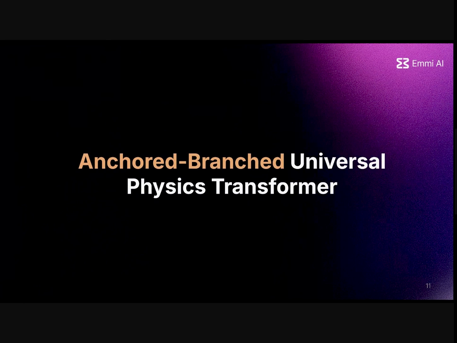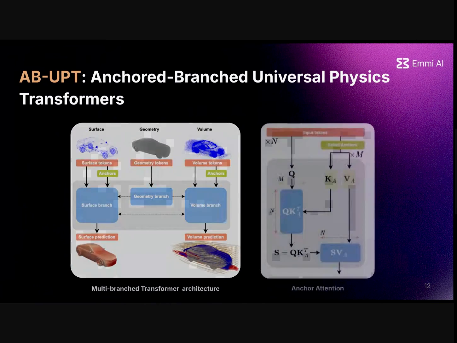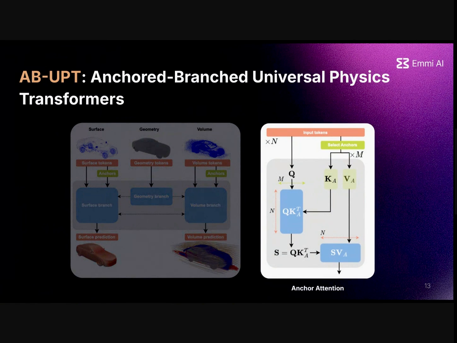And to address this problem, or to advance this field a bit, we introduced the Anchor Branch Universal Physics Transformer. The contribution here is twofold. We first introduce a new multi-branch transformer architecture, which I will discuss first, and next we will introduce anchor attention, which is a new form of linear attention, which enables us to scale to meshes of hundreds of millions of simulation cells.